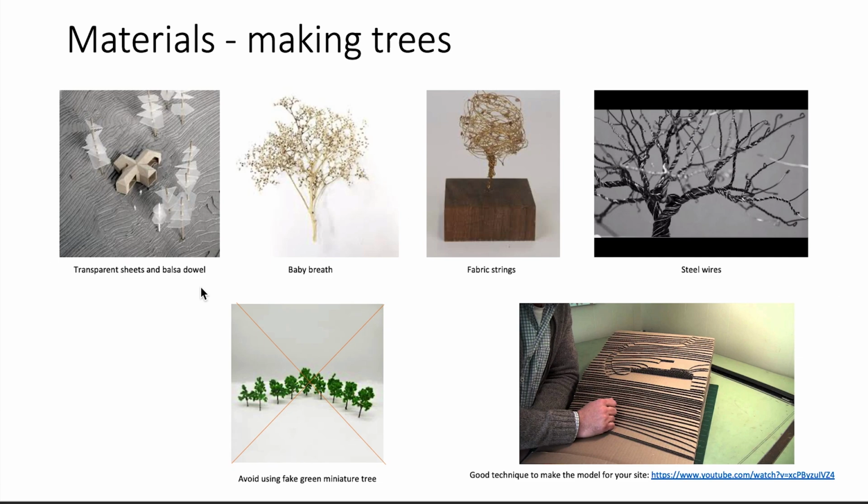Rather than that, you can use a few examples to make trees, as shown above right here. First is using the balsa dowel, and then using the transparent sheet, punching holes in them and cutting them into triangular sheets, and then just skewering them together. The second one is called baby's breath tree. It's usually used for boutique flowers, and it's quite simple. I quite enjoy this one as well, especially when it becomes dry. It mimics the trees.